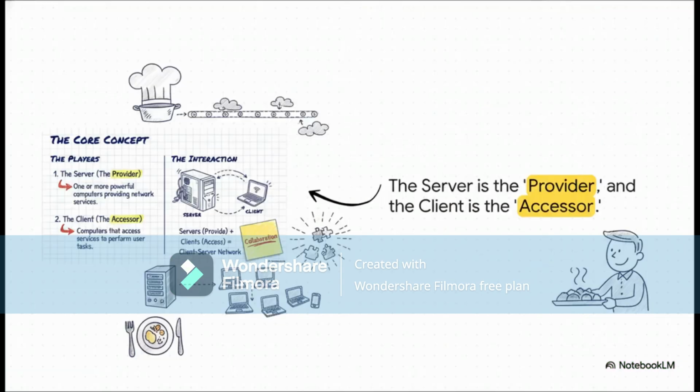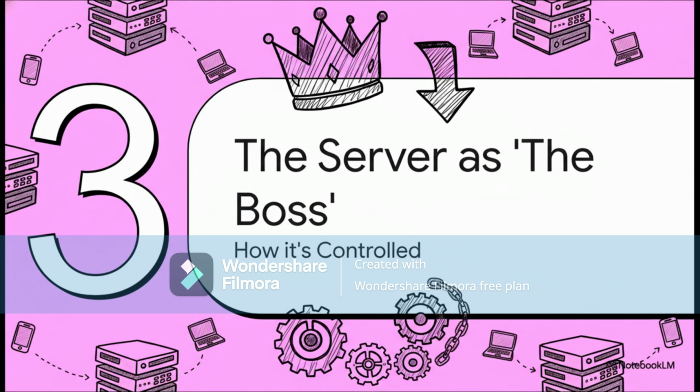To really get this, let's properly meet the 2 main players on this team, the client and the server. You know, the best way to think about this is to imagine a restaurant. It's the perfect analogy. The client is you, the customer. You're the one asking for or accessing a meal. The server, on the other hand, is the kitchen. It's the powerful provider that prepares and delivers exactly what you asked for. In the computer world, the client asks for a web page or a file, and the server provides it. See? Super simple.